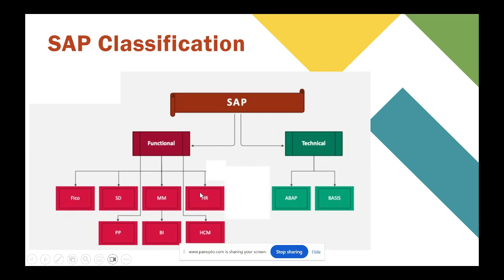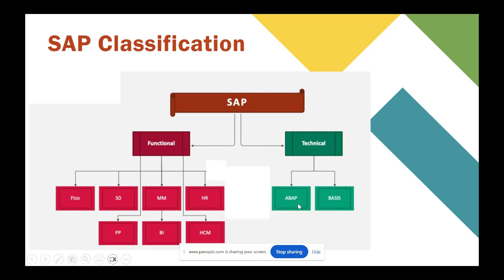Human resource related activities will be done by HR. Human capital management will be handled by the HCM consultant. Then business integration, production planning. All these modules are nothing but the job profiles which come under the functional modules. The other part is the technical module. In the technical module, basically there are two important modules, that is ABAP and BASIS.